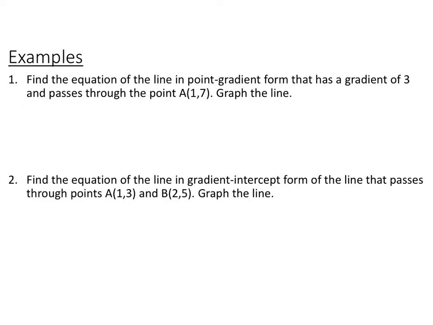So try these two examples. The first one, you're writing the equation of the line in point gradient form that has a gradient of 3 and passes through the point A, which is at 1, 7, and also sketch a graph of the line. And for number 2, find the equation of the line in gradient intercept form that passes through the points 1, 3, and 2, 5, and also sketch a graph. So go ahead and pause the video and try these two.